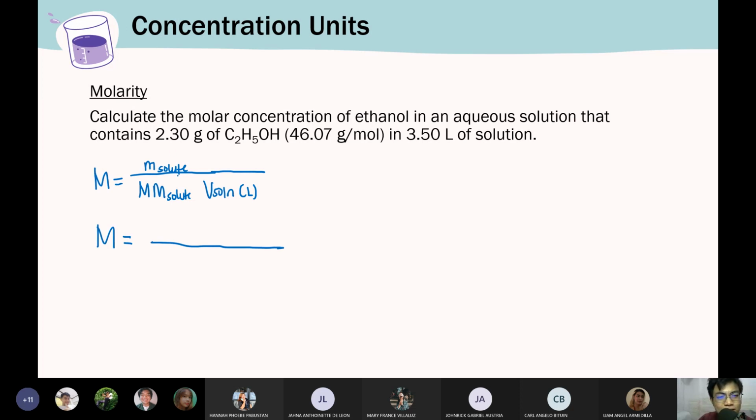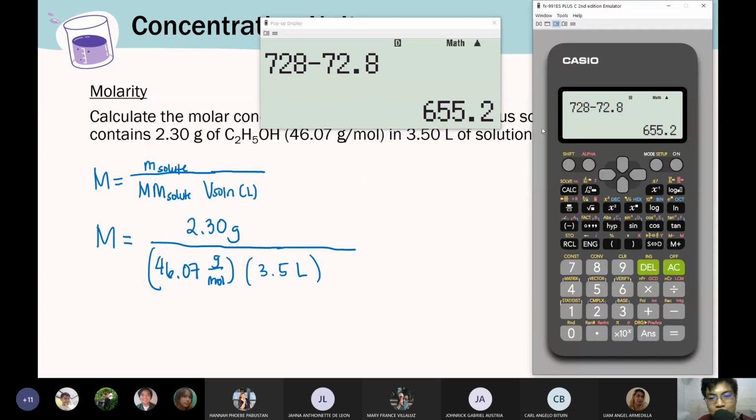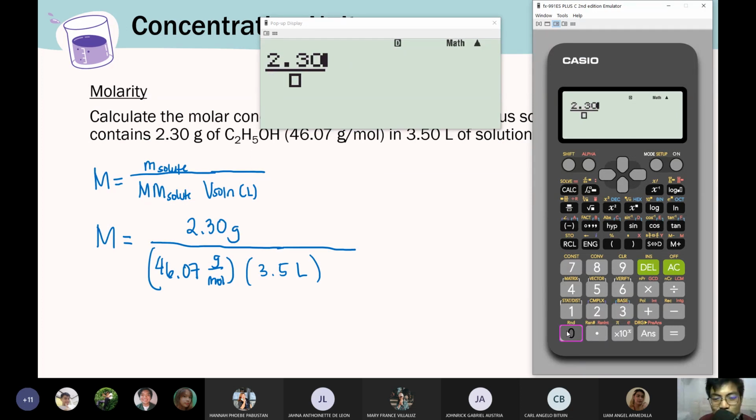Mass of solute is obviously 2.30 grams. For the molar mass of solute, it is already given: 46.07 grams per mole. And for the volume of the solution, it's 3.5 liters. It is already in liters, so yun na yan. Okay? Ganun lang ka-easy, di ba? Ang dali lang. Tapos pagdating sa exam, hello, mambulaga kayo.